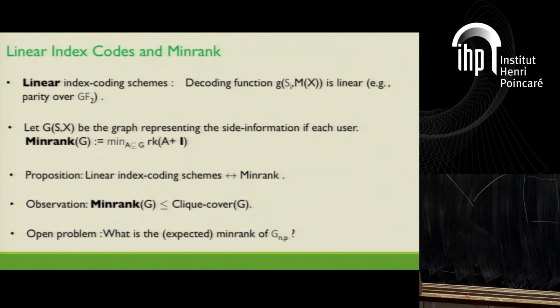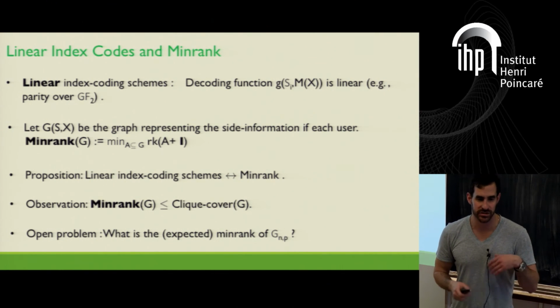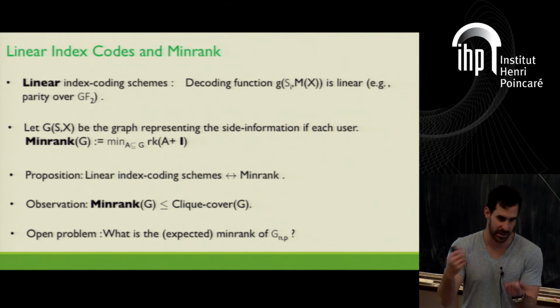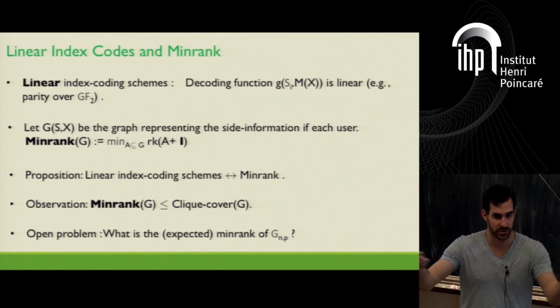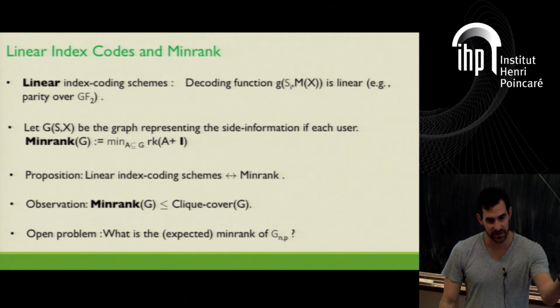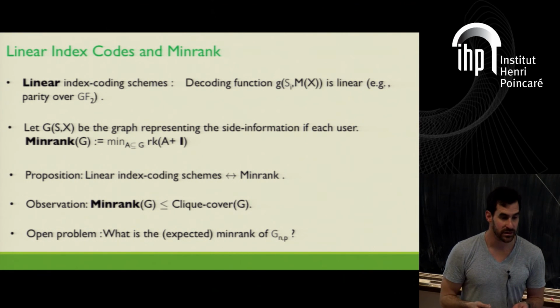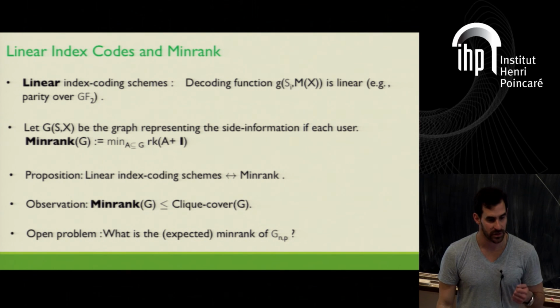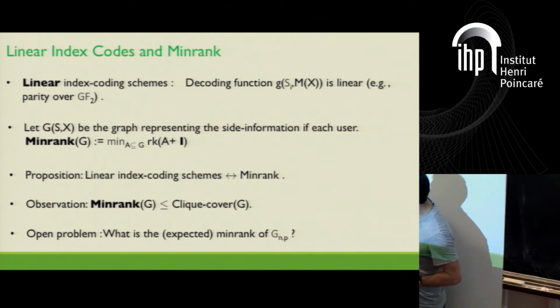What I wanted to note is that if we restrict ourselves only to linear strategies, so only strategies in which the decoding is an XOR, basically a linear function of the player's inputs, whatever the subset of bits he sees, and the information that Merlin, the sender, publishes, then it turns out that the optimal guessing strategy, or the optimal index coding length, is equal precisely to some graph operator, which is called the min rank of a graph. So what is the min rank of a graph?